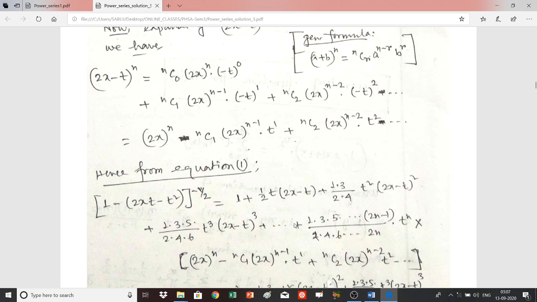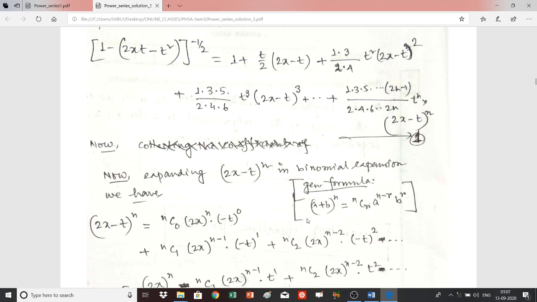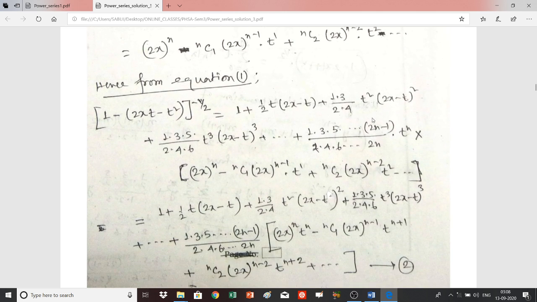Plus the final term. The final term has the constant term, that means this term 1 into 3 into 5 etc. 2n minus 1 by 2 into 4 into 6 etc. to 2n into t to the power n. I write this whole term except this term first. So I have written here the last term: 1 3 5 etc. 2n minus 1 by 2 4 6 etc. 2n into t to the power n.